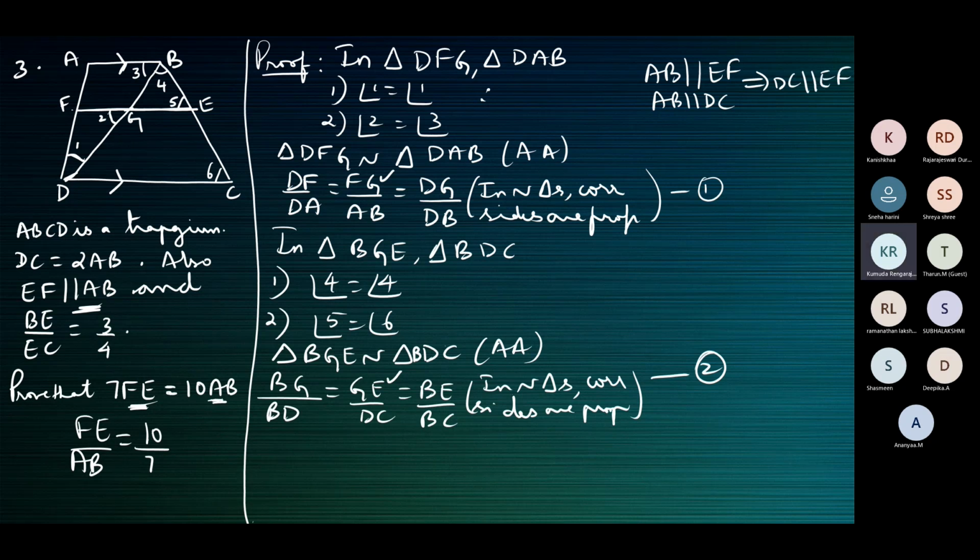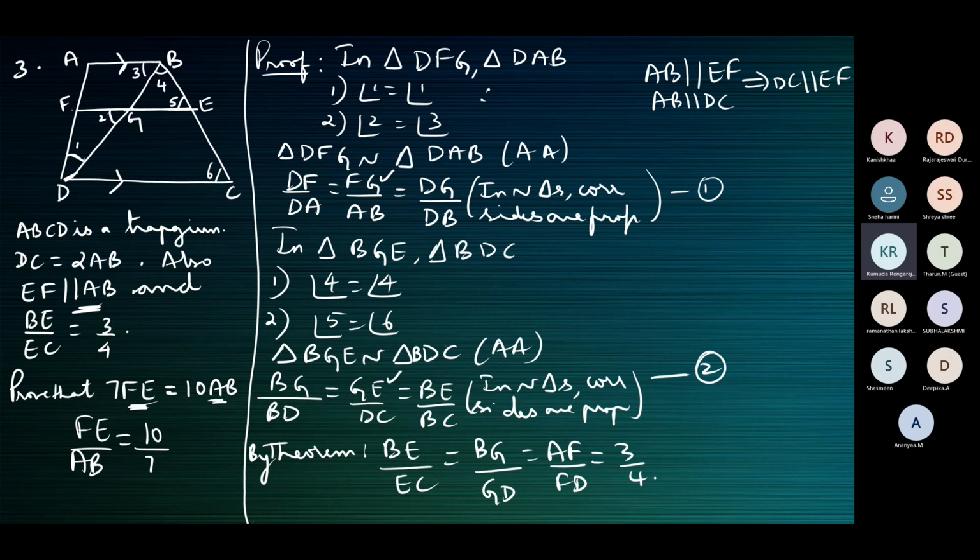So till here you all understood. Now you will have to mention the theorem. Okay, the theorem behind. So by the theorem, BE by EC will be equal to BG by GD will be equal to BF by FD. All will be equal to 3 by 4, because BE by EC is 3 by 4. Is this understood, children, by the theorem? Yes, ma'am.